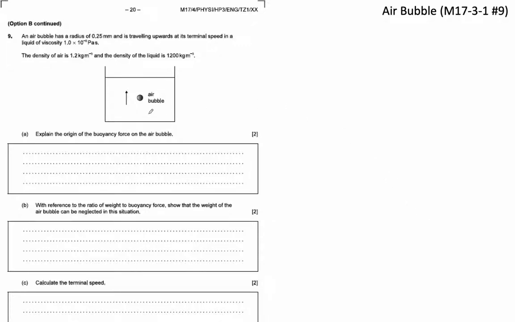Okay, explain the origin of the buoyancy force on the air bubble. Two things you want to talk about. You want to talk about what happens to the pressure as the depth increases. So as you go down in this fluid, what happens to the pressure? And then talk about the pressure at the bottom and the pressure at the top. Compare the pressure at the bottom to the pressure at the top.